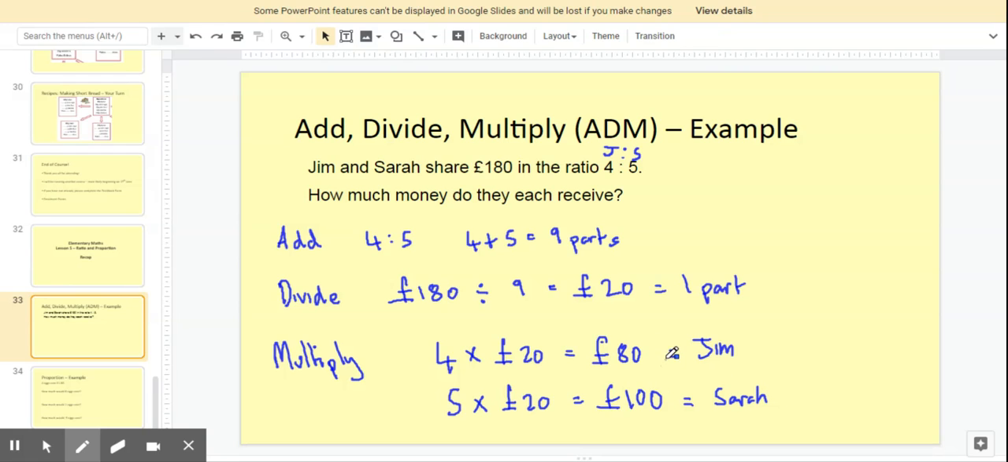We also talked about how we could check that we were correct. We could do that by adding these two amounts of money together and just checking that they equal the original amount that we shared. So 80 plus 100 is equal to 180. So we know we are correct.